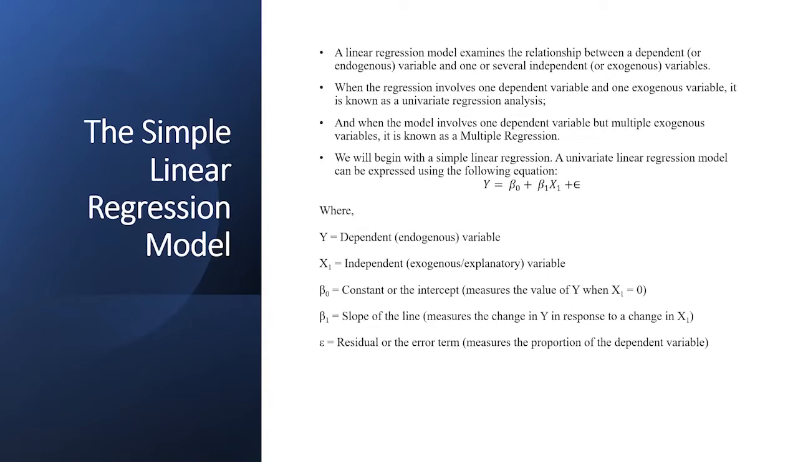When you have a model which involves one dependent variable and multiple exogenous variables on the right-hand side, it is known as a multiple regression analysis, okay? And so what we want to do is go through first an example of a univariate regression model, and then after that, we will move to looking at an example of multiple regression analysis.